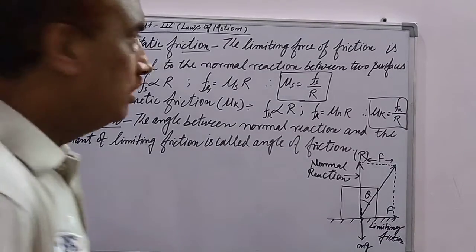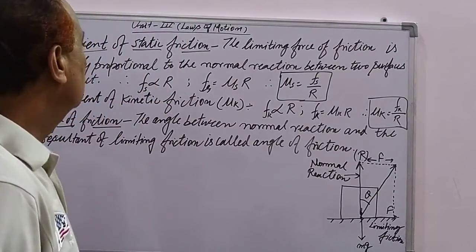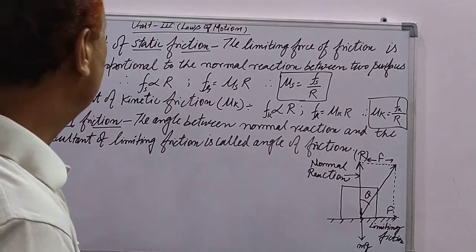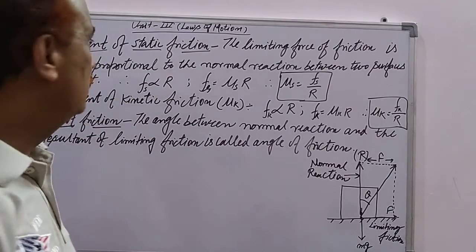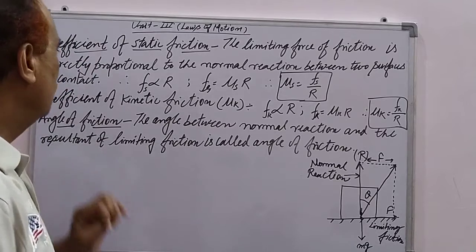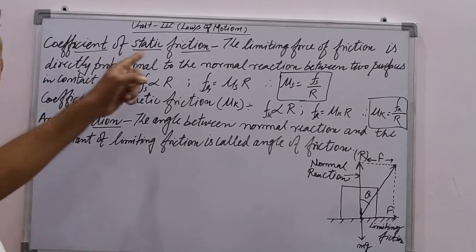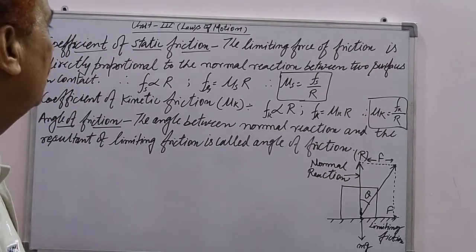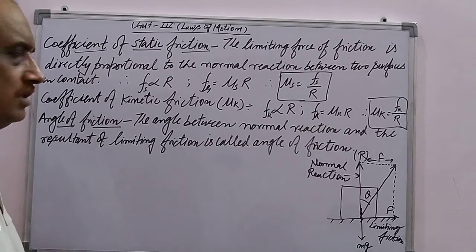Okay students, in this video again we will discuss the same unit, that is laws of motion, and the next part of friction. Now two definitions are there here. One is the coefficient of static friction and another is the coefficient of kinetic friction.